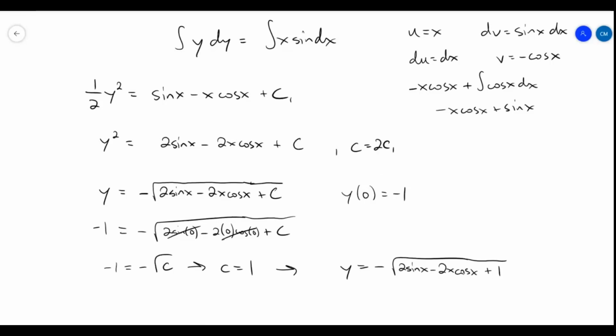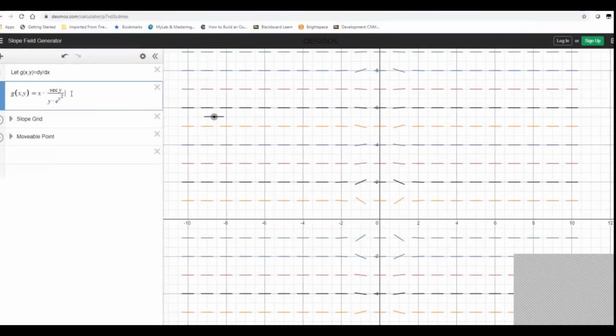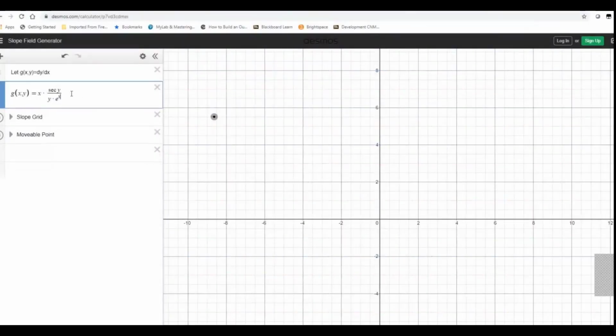All right, and so if we want to see this, I think this is probably worth checking out. Let's go ahead and graph both the function and this solution on the same slope field. So let me just show you how that would work. All right, so we'll enter in that differential equation.